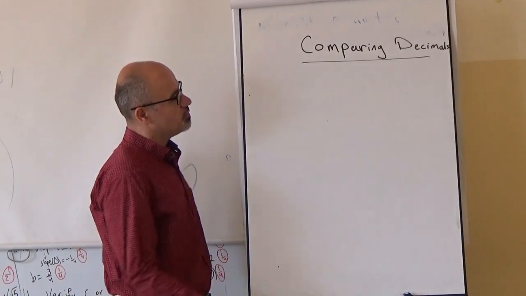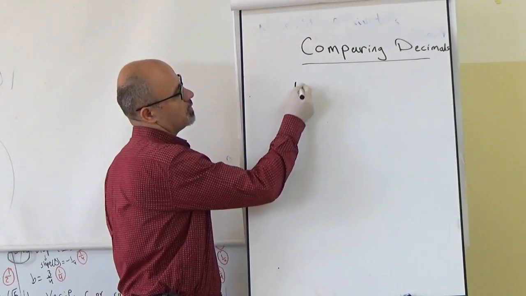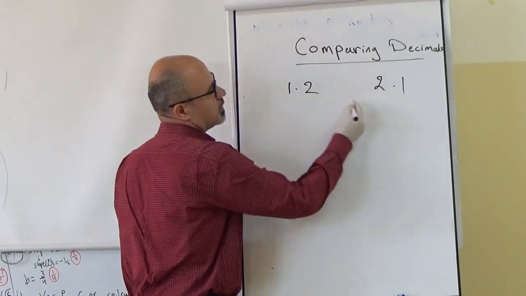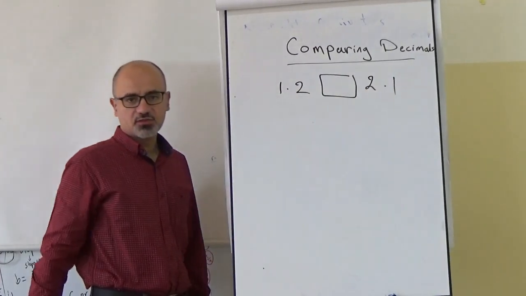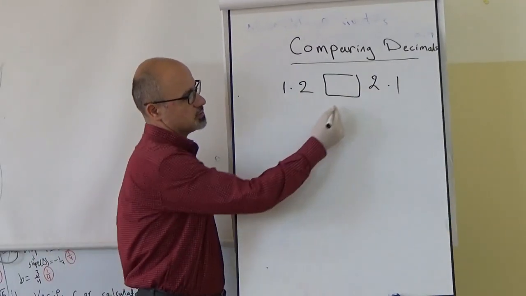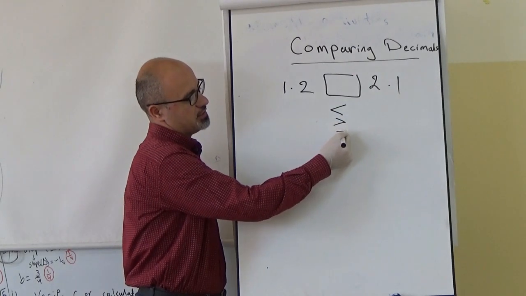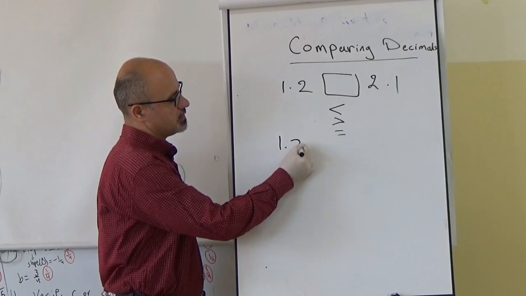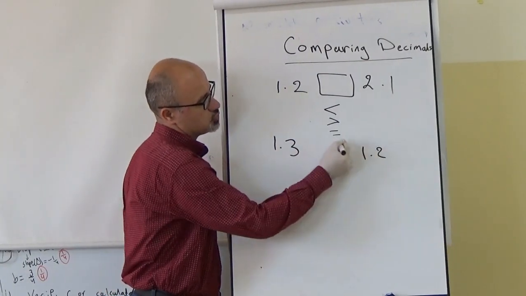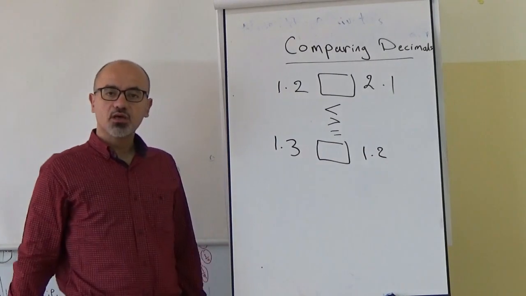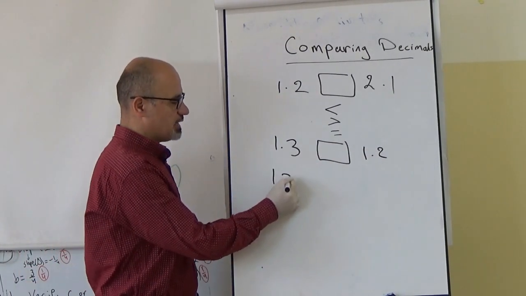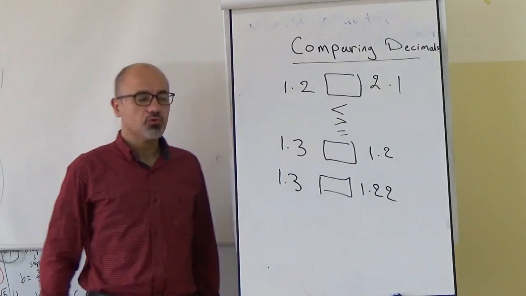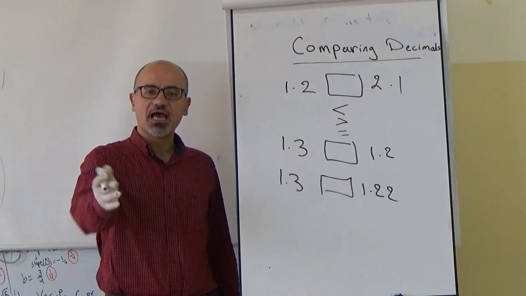I have the following decimal numbers, 1.2 and let's say 2.1. We want to know which one is greater and which one is smaller, where to put greater than, less than, are they equal or not. I have another two decimal numbers, 1.3 and 1.2, which one is greater. I have 1.3 and 1.22. So we want to know which one is greater. We will see how.